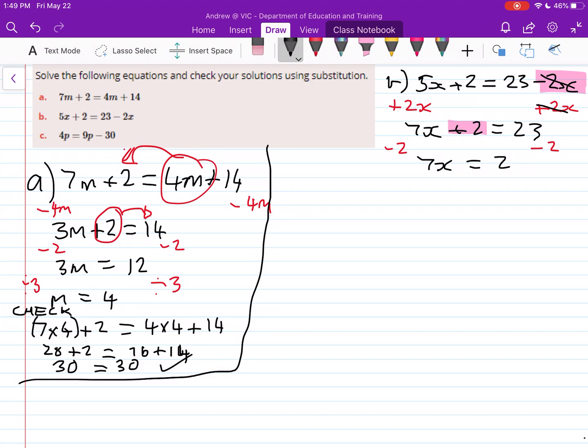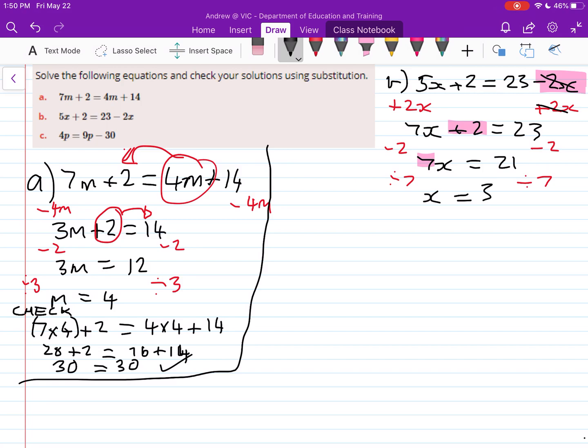7x is equal to 21. Now, we're multiplying 7 by x, so to get rid of that we need to divide by 7. So, x is equal to 21 divided by 7, which is 3.